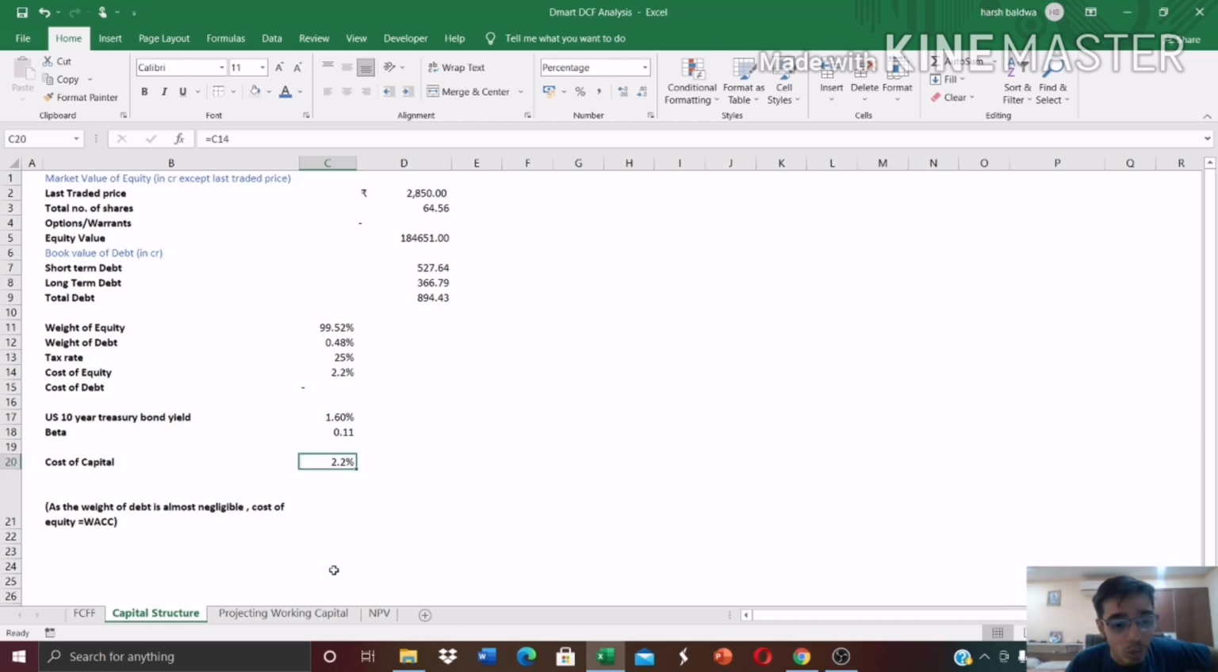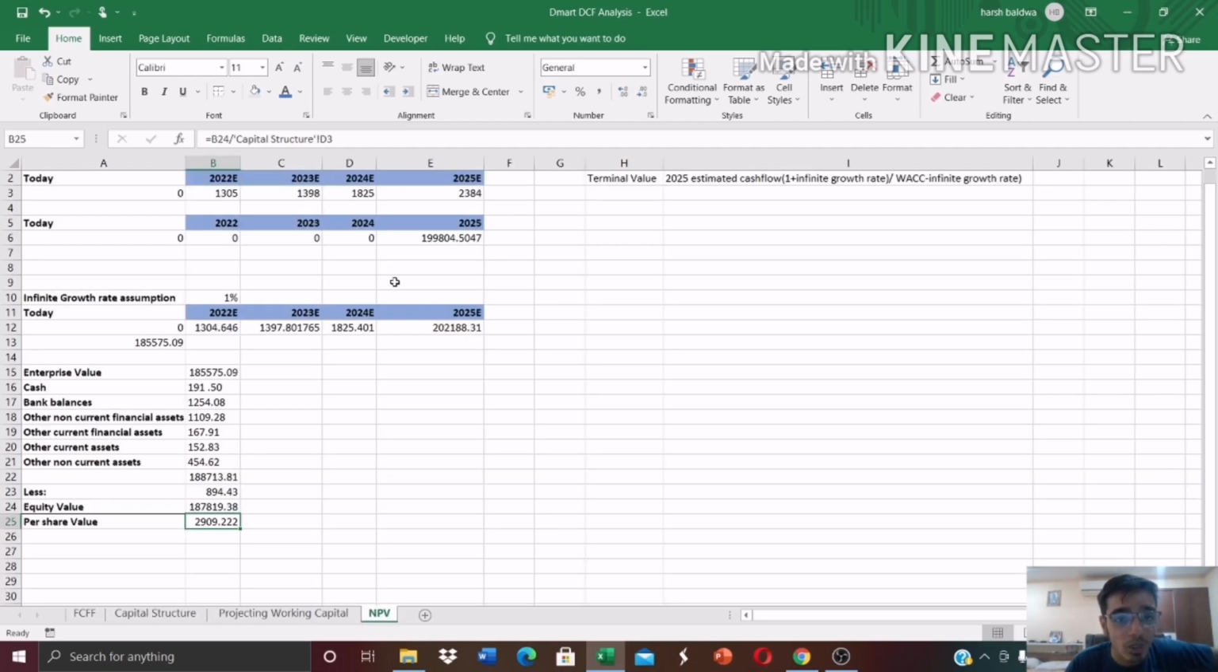Now what we need to do is find the terminal value. How do you go about finding the terminal value? As we see, this was our last projected cash flow. Now as per the going concern principle of accounting, we have to assume that the company will go on forever, till infinity. We can't just calculate cash flows till infinity, right? So we need to find a terminal value. The formula for terminal value will be the 2025 estimated cash flow times 1 plus the infinite growth rate.